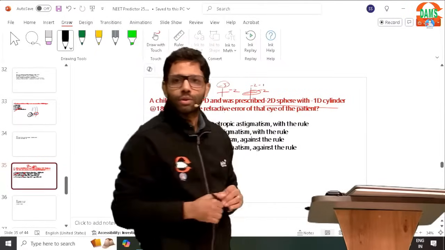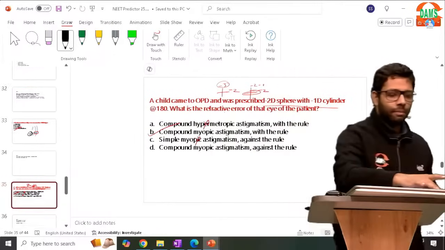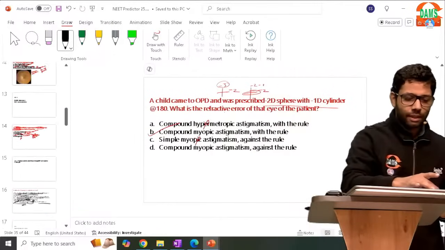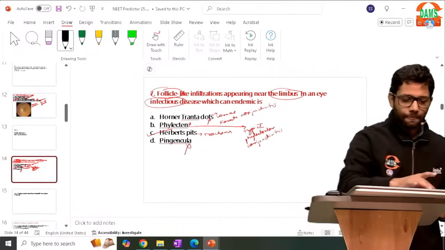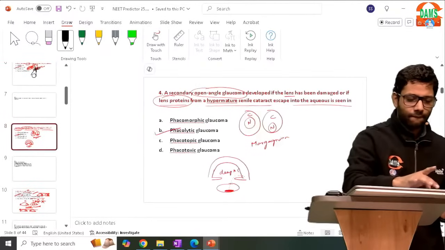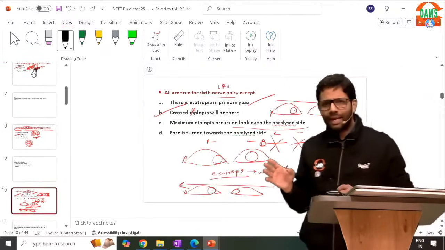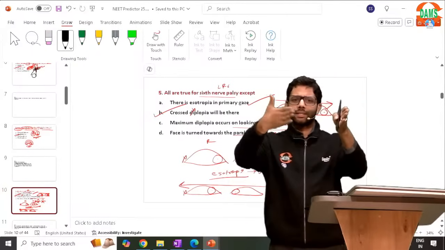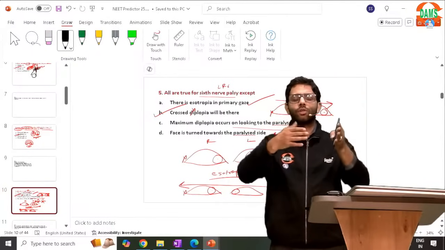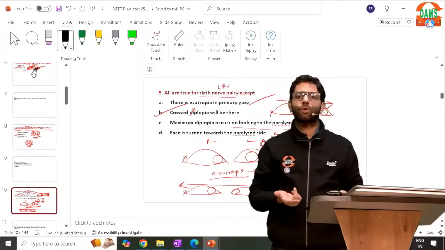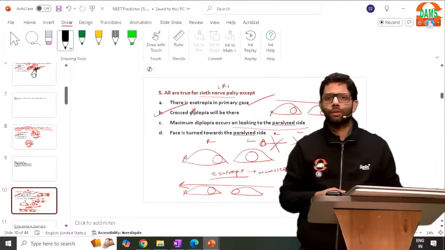Lateral rectus question, which one? There are 2 questions on lateral rectus. The Maddox rod one and this second question. Here. Lateral rectus palsy means eye is going inside because of Sherrington's law, esotropia. So esotropia has uncrossed diplopia. Second option was crossed diplopia.